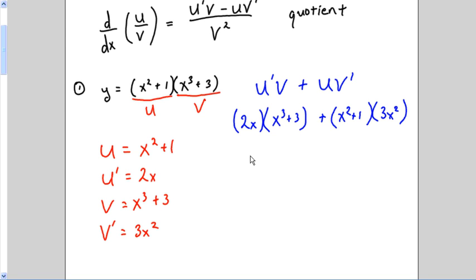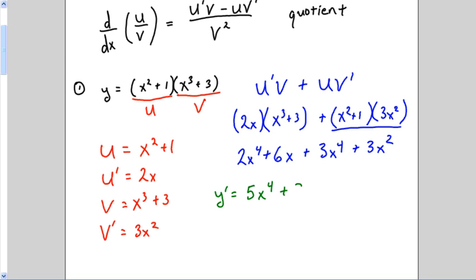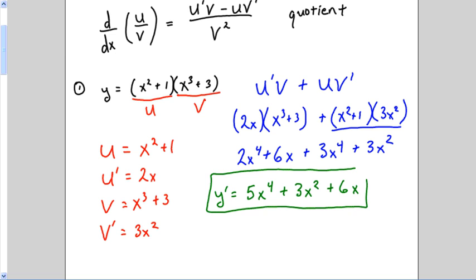And the calculus is over at this point. We could clean this problem up. I don't want to write that for an answer. So let's do some distributing here, and let's write 2x to the fourth plus 6x. And then what have we got over here? Looks like we've got plus 3x to the fourth plus 3x squared. So let's combine like terms, and I think we're ready to write a final answer. So the derivative would be equal to 5x to the fourth plus 3x squared plus 6x. And there is our derivative.